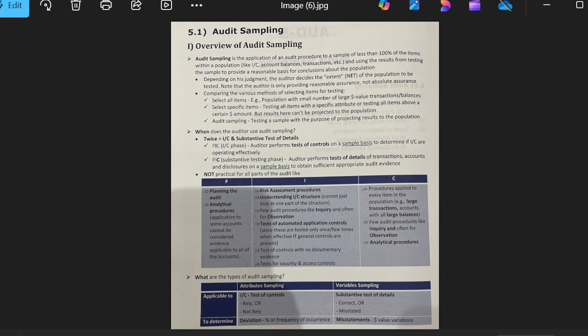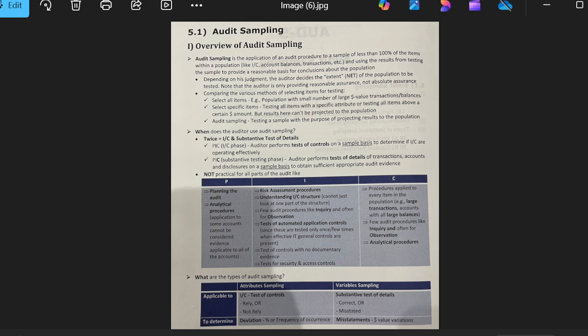In internal control, the samples are taken out to check if the controls are operating effectively or not, and in the substantive phase, the tests of details are performed to check whether the transactions, account balances and disclosures are appropriate or not, which acts as the appropriate audit evidence.